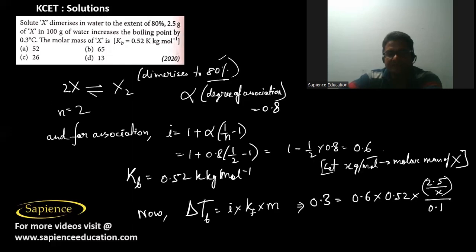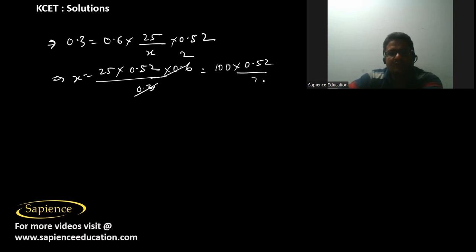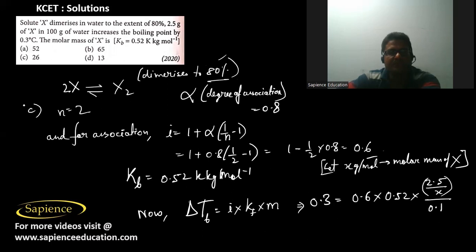So that is 0.3 equal to 0.6 into 25 by x into 0.52. Therefore x will be equal to 25 into 0.52 divided by 0.3 into 0.6. Or we can do 100 into 0.52 divided by 2. So that is 26. So x is equal to 26. So it means option C is the correct answer. The molar mass of x is 26 gram per mole.